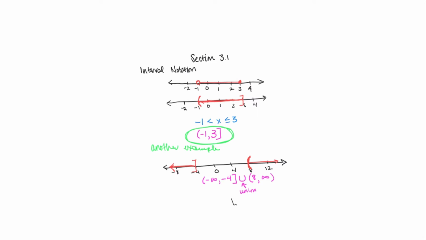Okay, I'm going to work through the beginning of section 3.1. And the first thing we talk about is interval notation. And we have here the number line graph of an interval. The first graph shows everything between -1 and 3, including the number 3, but not including the number -1.